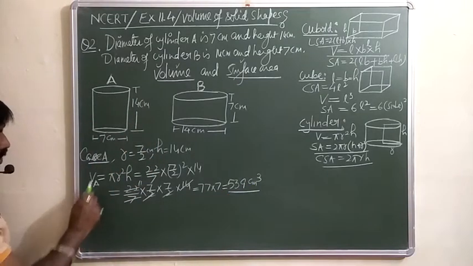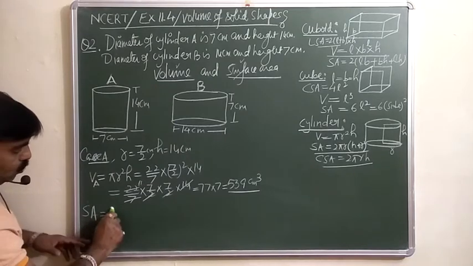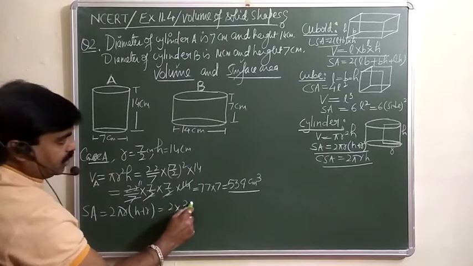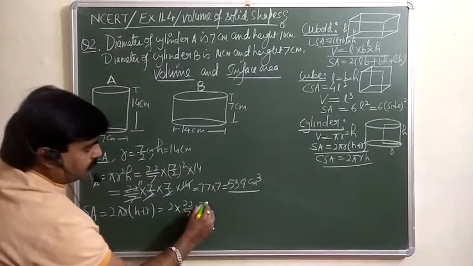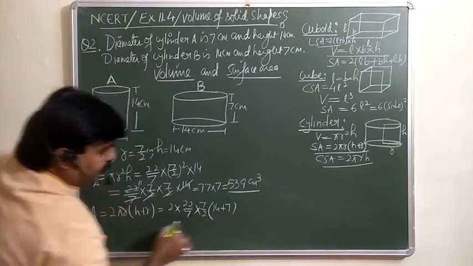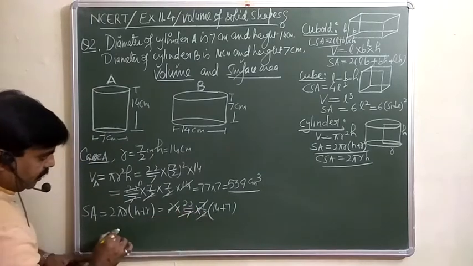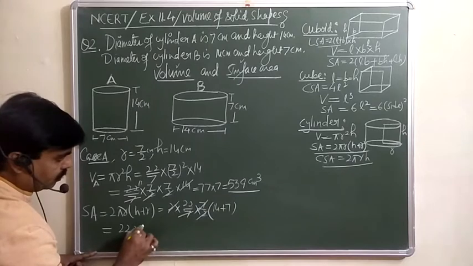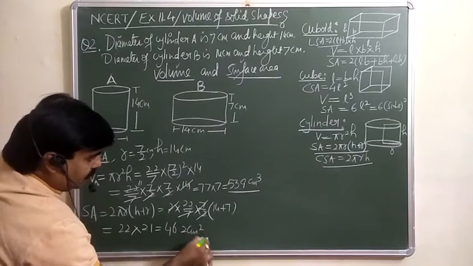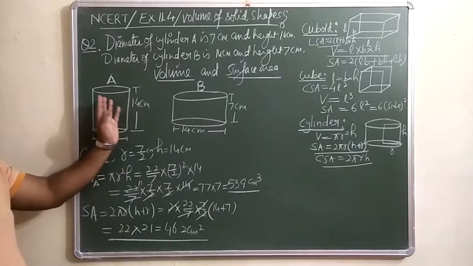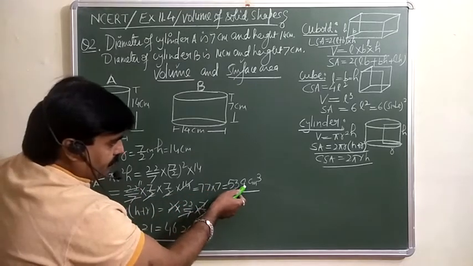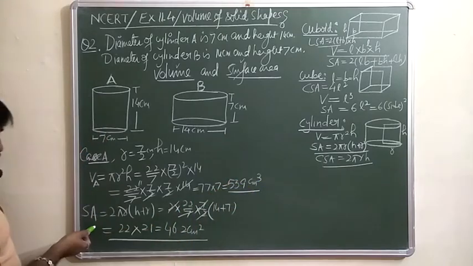And now if we talk about the surface area of this one, that is 2 pi r in bracket h plus r, that is 2 into pi is 22 over 7, radius is 7 by 2, and h plus r, 14 plus 7. Calculate this one. So 7 and 7 and 2 you can cancel. Here is 22 into, this is your 21, so 462 centimeter square. This is the surface area in case of the cylinder A.